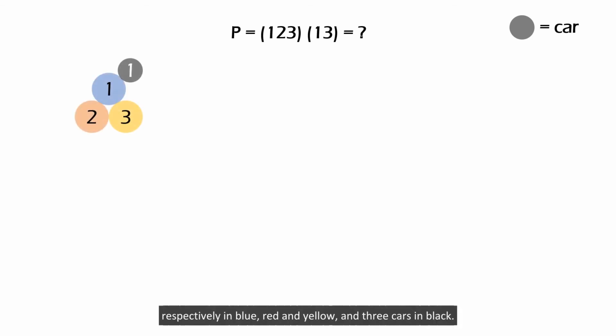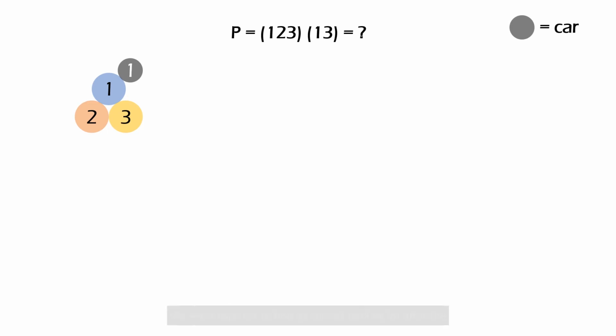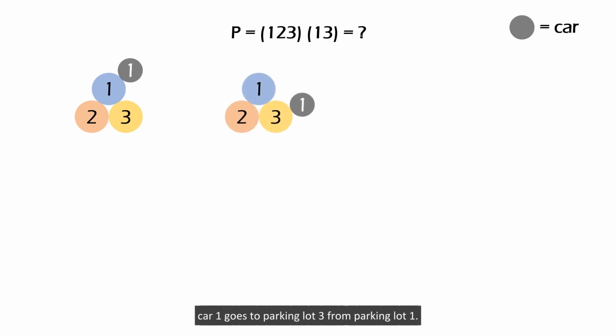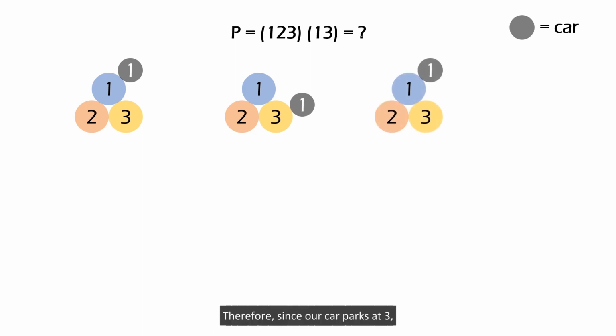To illustrate the concept more vividly, let's draw 3 parking lots, respectively in blue, red, and yellow, and 3 cars in black. We want each car to find its correct parking lot after the permutation, which is the displacement of the car. Let's look at car 1 first. On the rightmost cycle, car 1 goes to parking lot 3 from parking lot 1. Then we notice the leftmost cycle, which is (1 2 3), and sends 3 back to 1. Therefore, since our car parks at 3, it will then go to 1 according to this cycle and stop there because it has completed all the cycles.